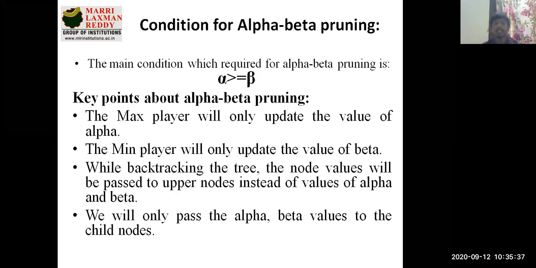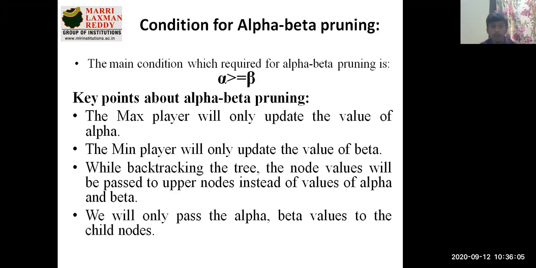With respect to that, the max player will only update the value of alpha. So at the maximum level, it will try to update the value of alpha, and at the minimum level, it will only update the value of beta. So these two things should be kept in your mind, because once we go to our example, the same things will be seen there. So keep this in your mind.